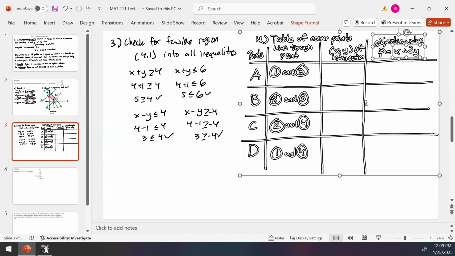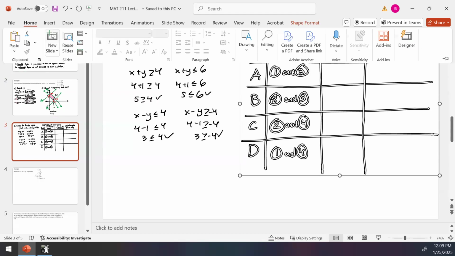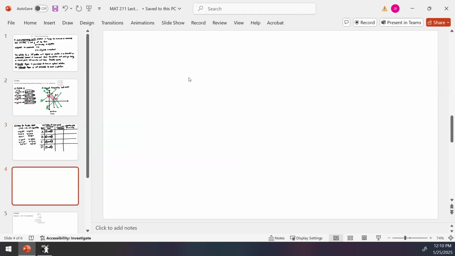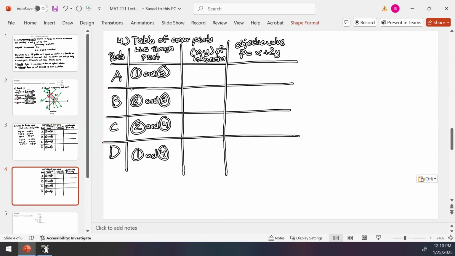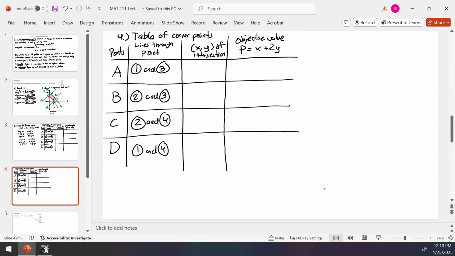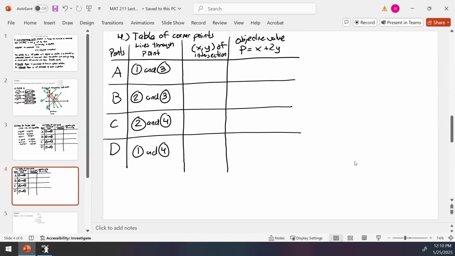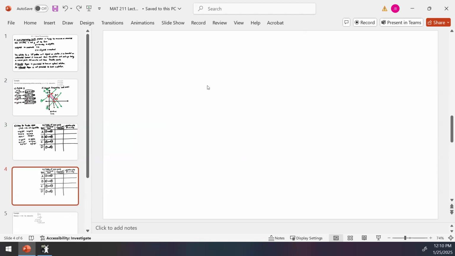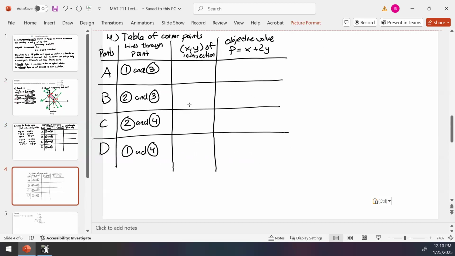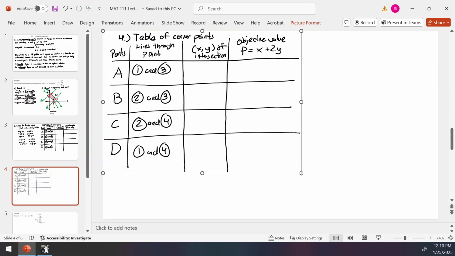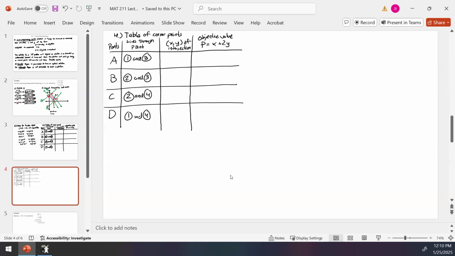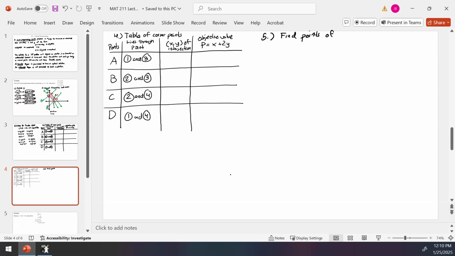And so what I'm going to do is take this and just copy it into the slide here so that we could have it as a point of reference and be able to calculate some values. So let's make that a smidge smaller. And so actually, okay, so then step 5 is going to be find points of intersection.